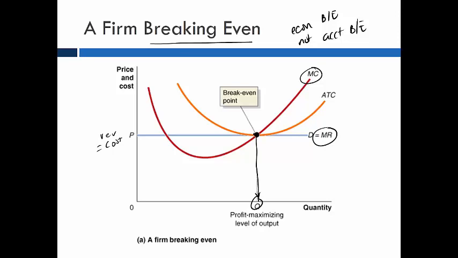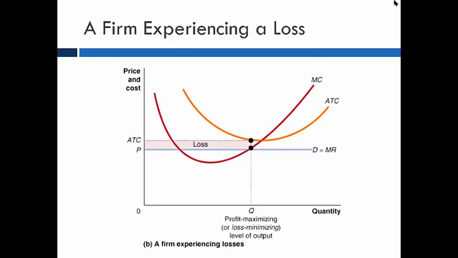So they're making a profit, accounting profit. So they still have that. Sometimes a firm might do the best they can do and still have a loss. So I find where marginal cost intersects marginal revenue. That's right here. I follow that down, and here's the quantity. That's my profit maximizing quantity.